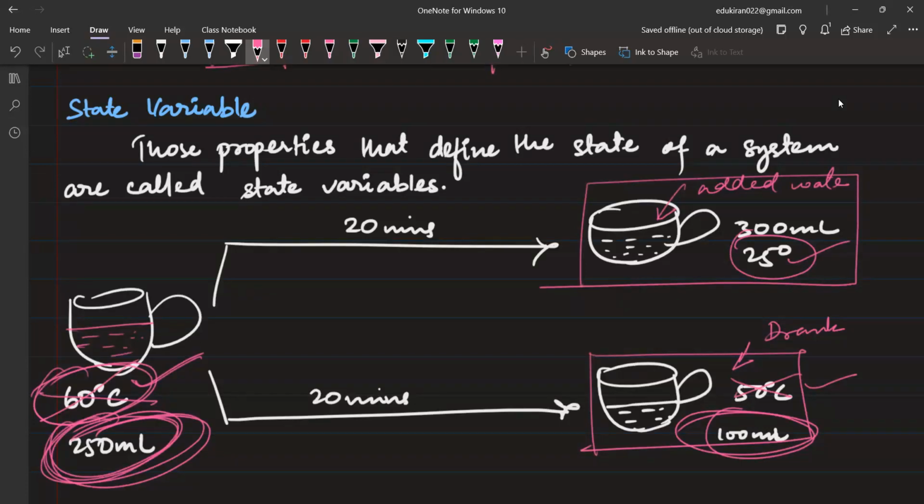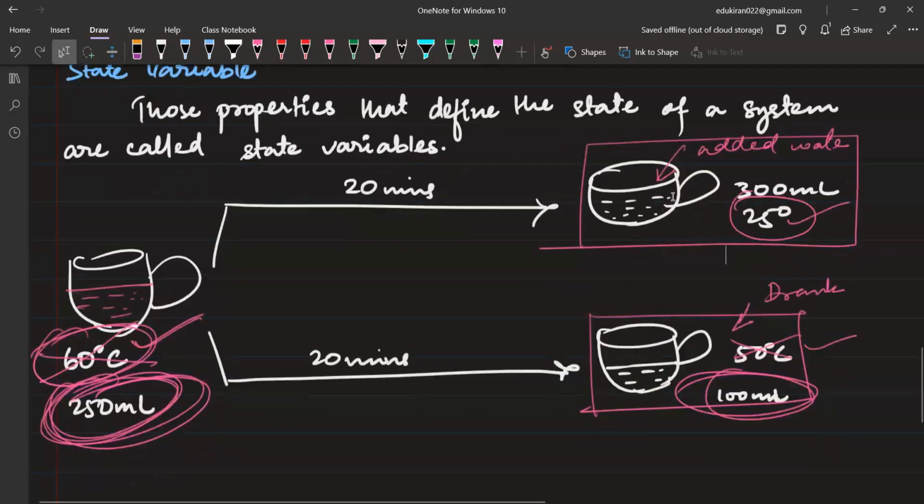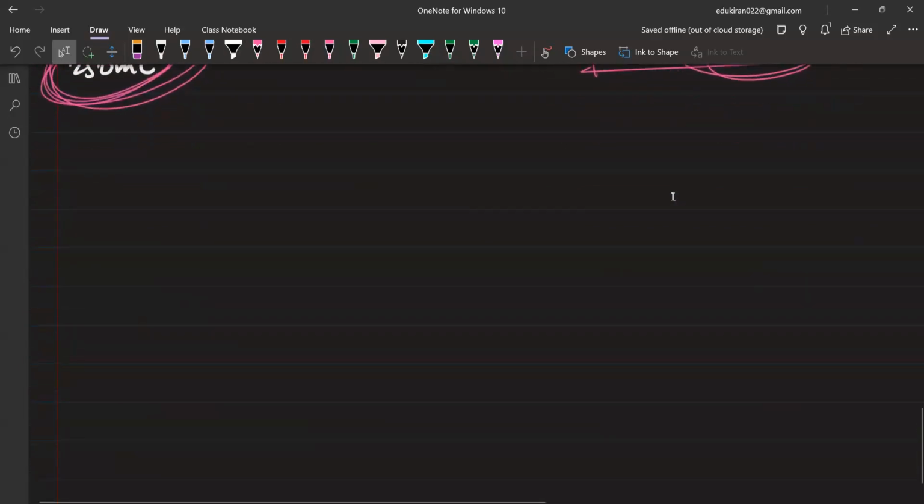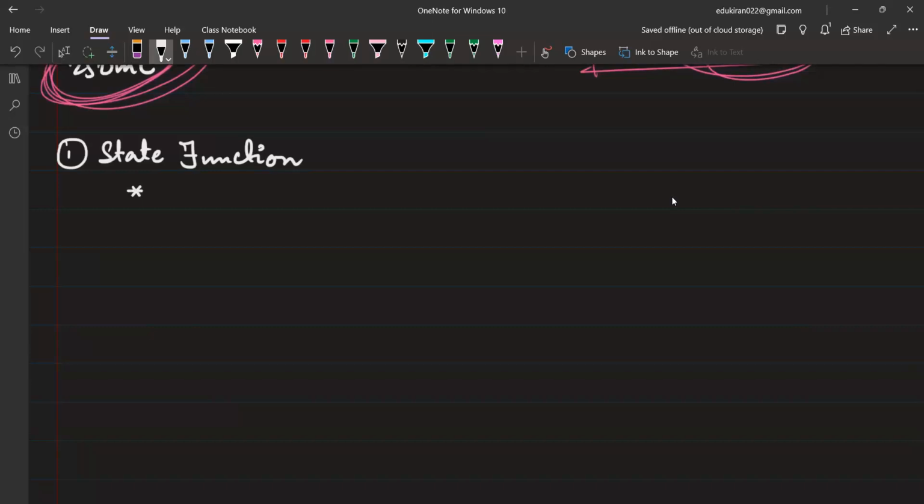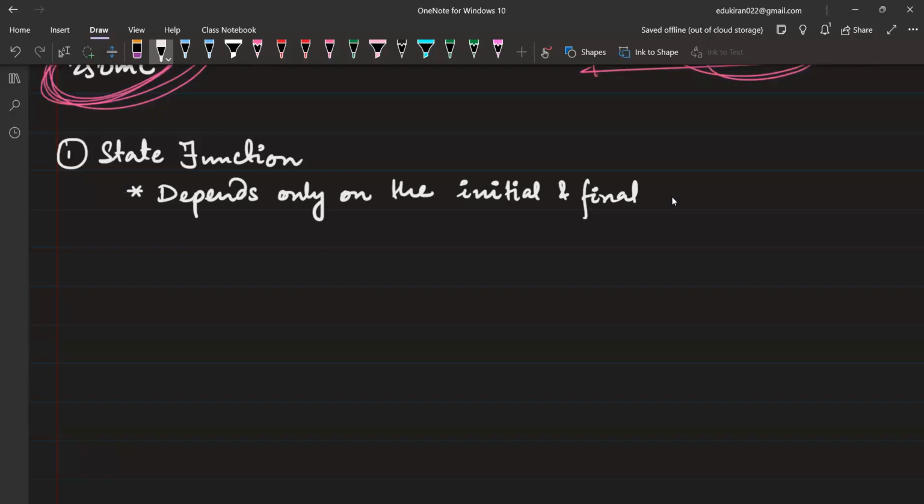Now, these are different things that we are observing. अब यहीं से आपके पास दो चीज आती है, which we call state function and path function. ठीक है, please write state function. So what is a state function? State function, it depends only on the initial and final state of the system.